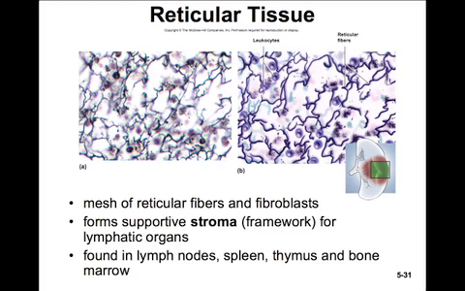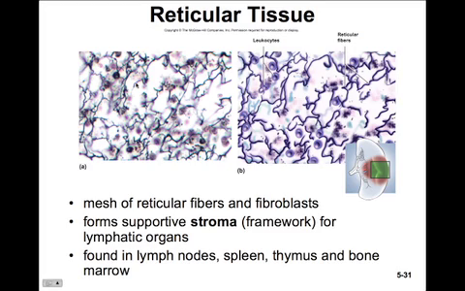Reticular tissue is a mesh of reticular fibers and fibroblasts, much less diversity in cell types. It forms the supportive framework for all the lymphatic organs, or the stroma. It's found in lymph nodes, spleen, thymus, and in bone marrow.